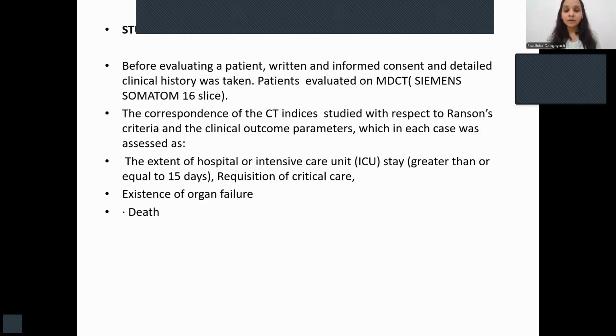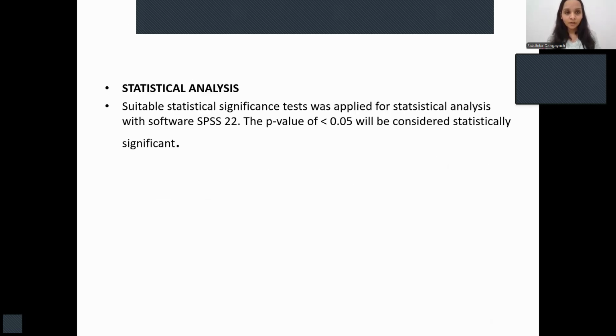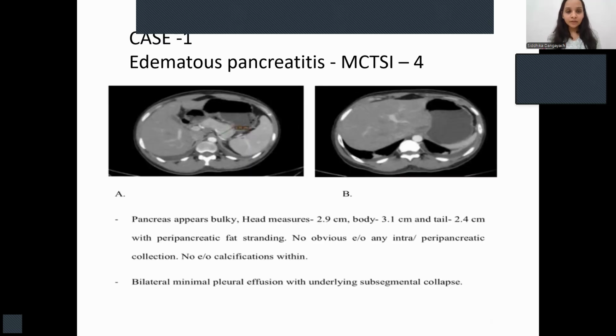It was done under a 16 slice CT. Before starting the CT, written informed patient consent was taken. The CT indices were studied with respect to Ranson's criteria and clinical outcome parameters, which in each case were assessed as the extent of hospital or ICU stay, requirement of critical care, existence of organ failure, and death. A suitable statistical significance test was applied for statistical analysis with software SPSS 22, with a p-value of less than 0.05 considered statistically significant.